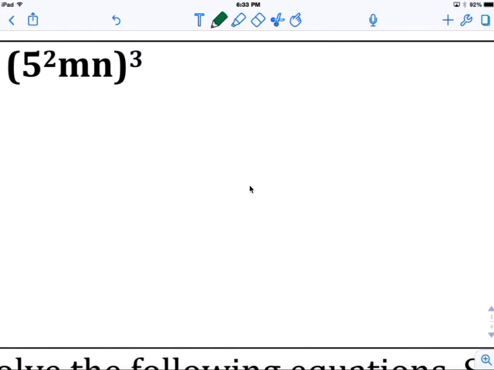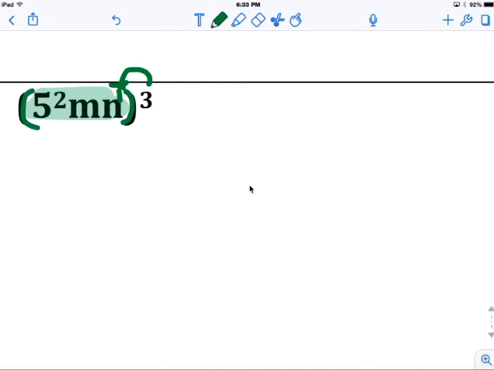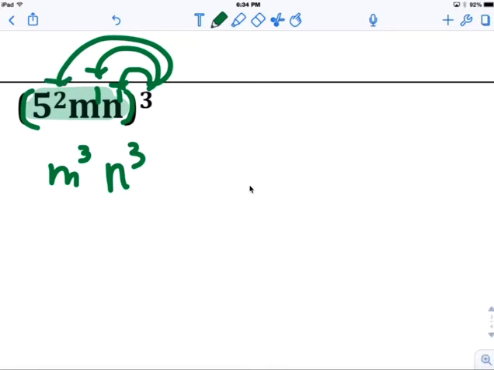Always follow the order of operations inside the parentheses. You can change this to 25, or I'll leave it alone. Notice that this exponent is on the outside, so you distribute. That's a 1. It's a 1 also, so m to the 3rd. Distribute. M to the 3rd. Distribute. 5 to the 6th. Distribute is a fancy word for multiplication.